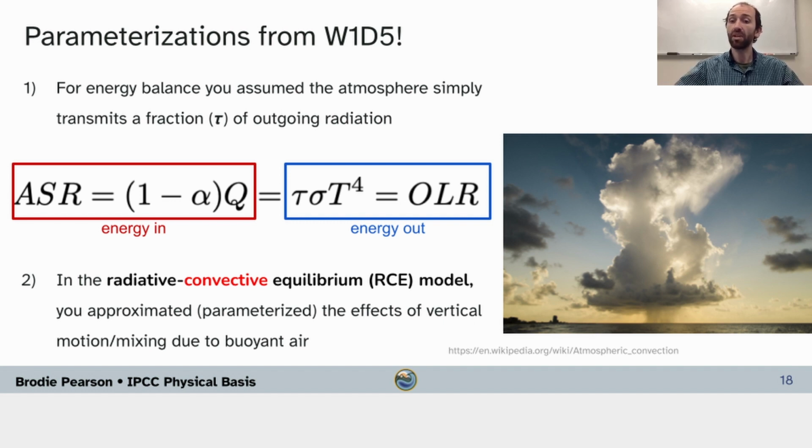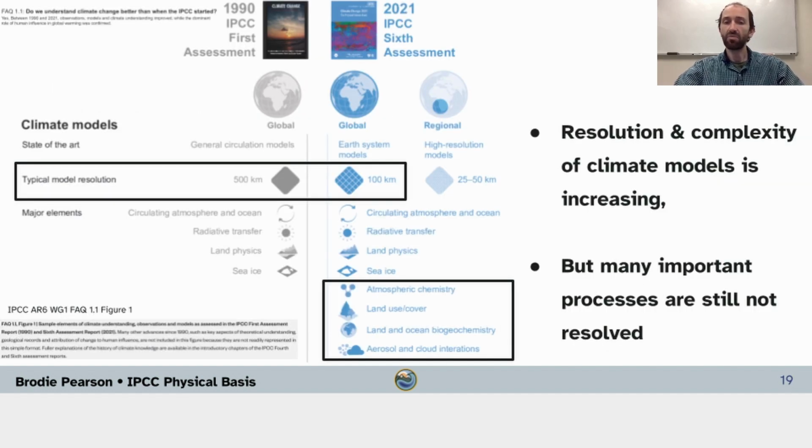So that was another parameterization. Now, what kinds of things need to be parameterized in an Earth system model? Well, this plot shows how Earth system models have evolved from the original IPCC report to the most recent IPCC report on the right. I've highlighted a couple of things here that demonstrate how the resolution and complexity of climate models has increased over this time period.